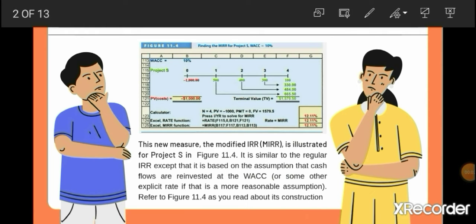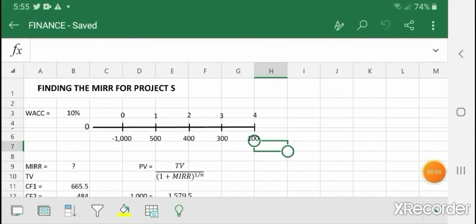So, to calculate the MIRR, we will have to calculate the terminal value of all the cash flows. We have an example here for Project S that requires us to invest $1,000 at time 0. We will generate 500 at time 1, 400 at time 2, 300 at time 3, and 100 at time 4, with the required rate of return of 10%.